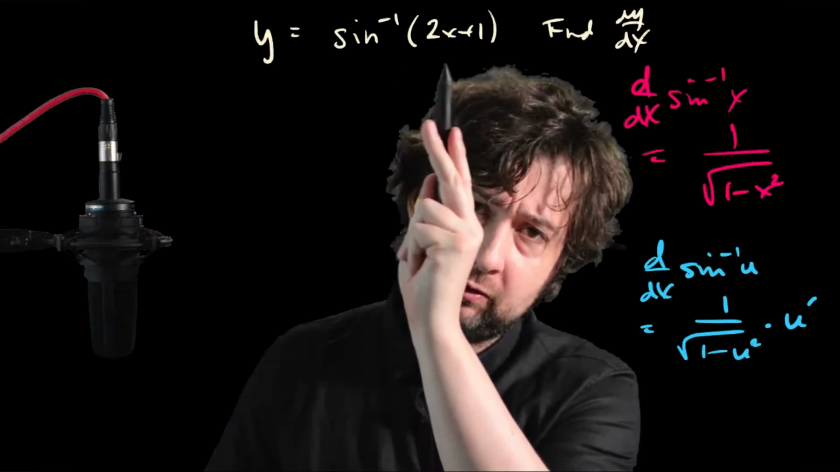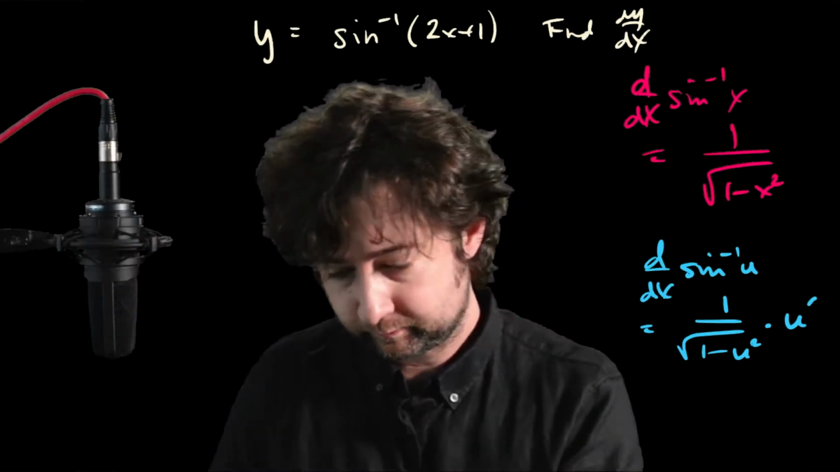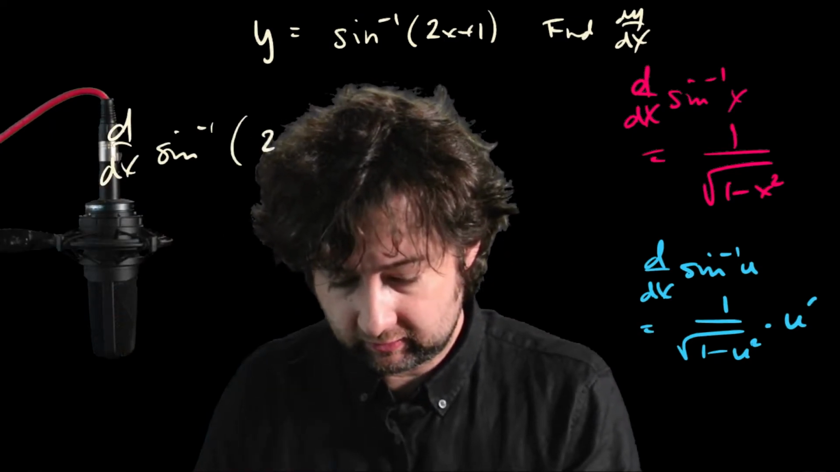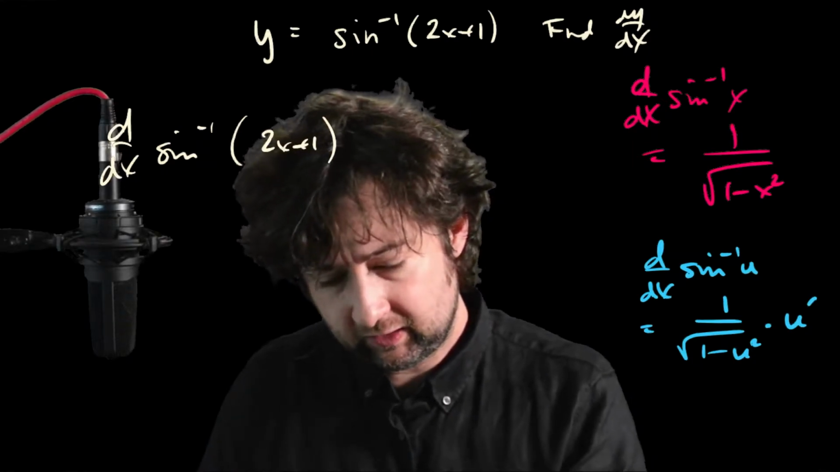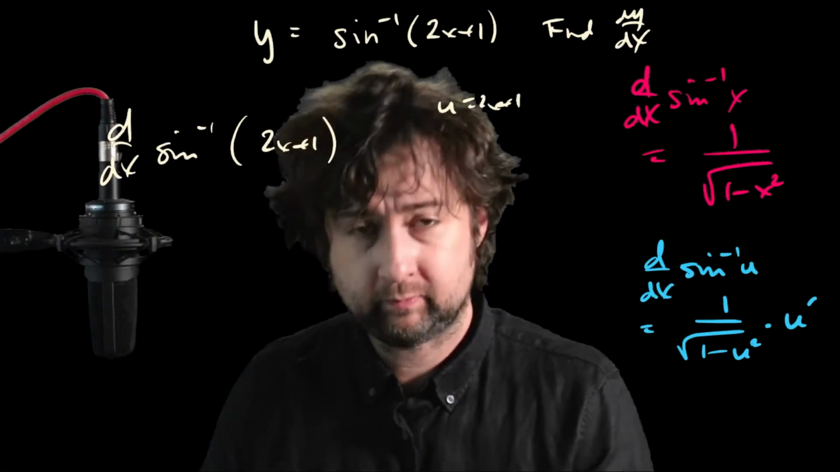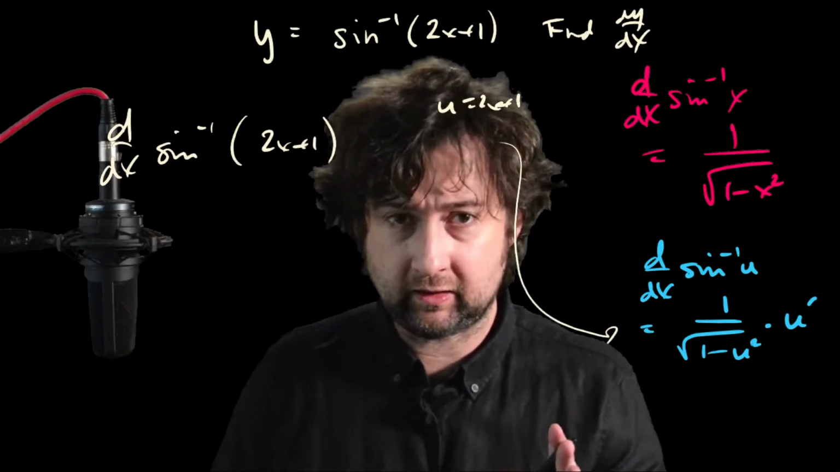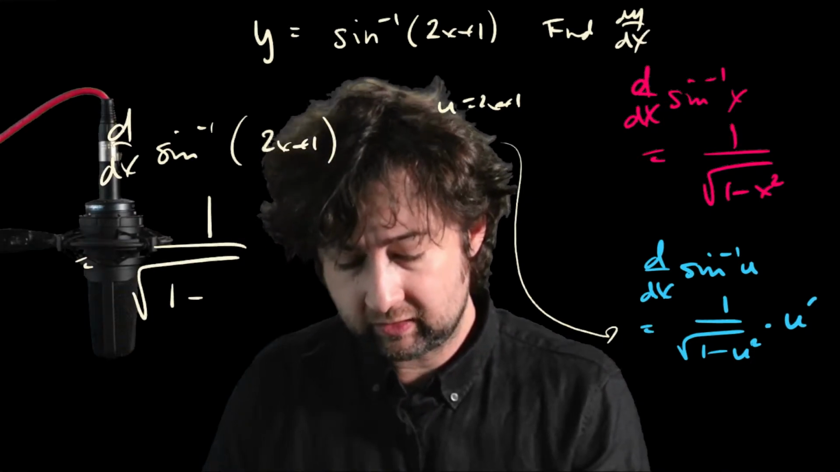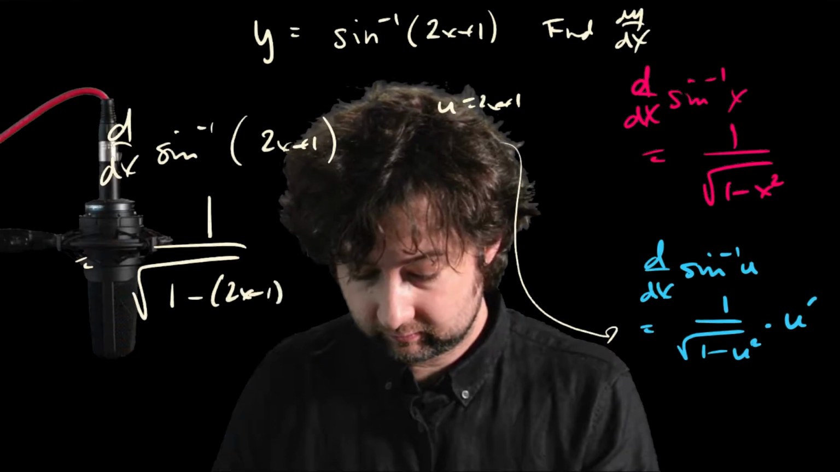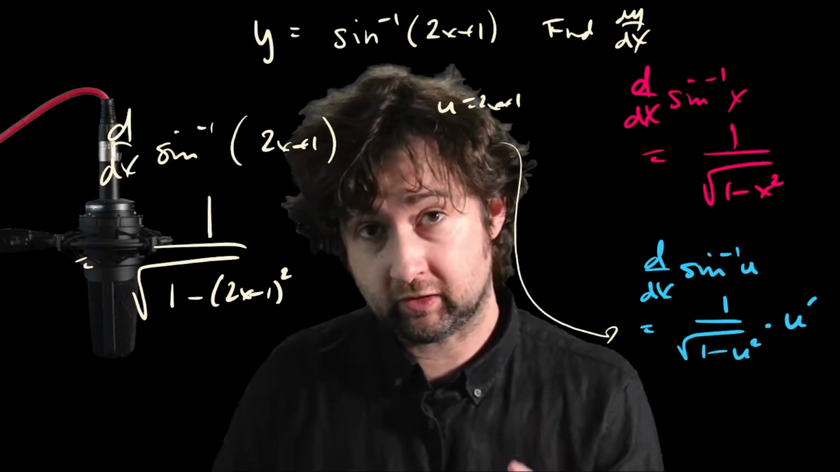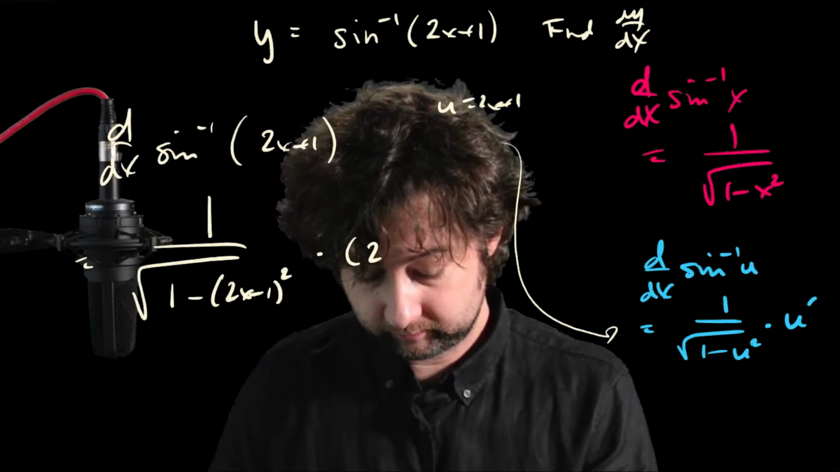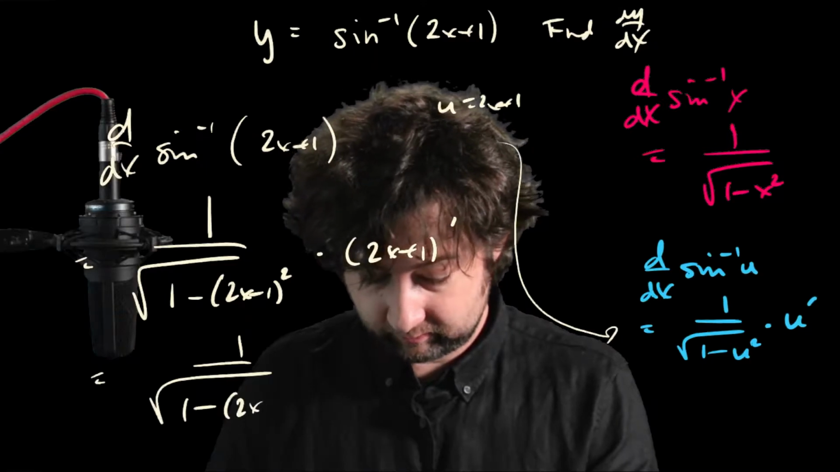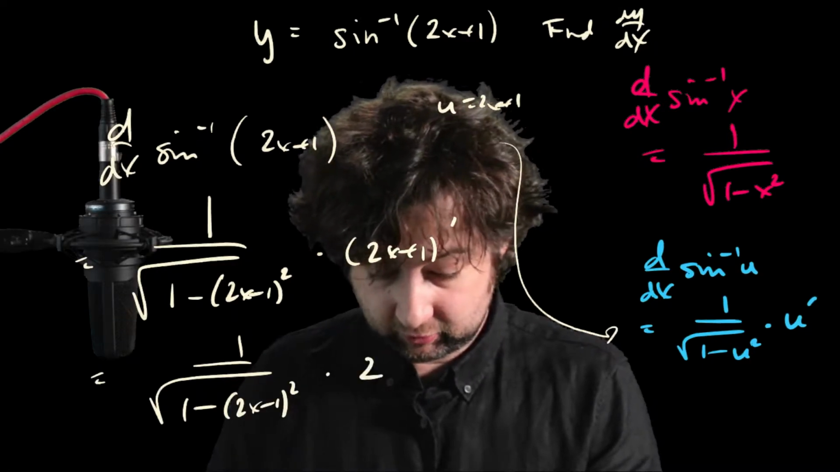So let's look at the problem that we're curious about. This piece right here, this 2x plus 1, that's the u that we're dealing with. So d by dx of the inverse sine of 2x plus 1. Well, I know that the u here is 2x plus 1, and so I could use this idea with this u. So this is going to be equal to 1 over the square root of 1 minus u squared times the derivative of u, which is just 1 over the square root of 1 minus (2x plus 1) squared times 2.